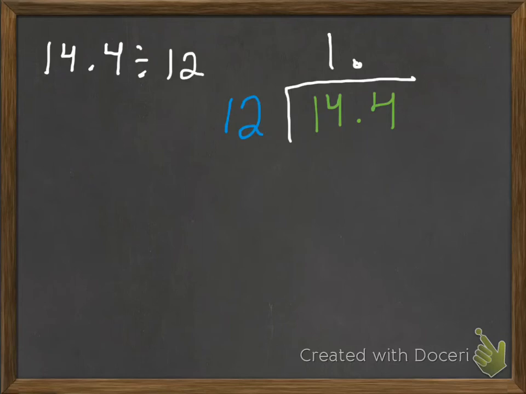12 goes into 14 once. Now we multiply. We multiply 12 times the 1. That's going to be 12. Let's go ahead and subtract. We get 2. Bring down our 4.